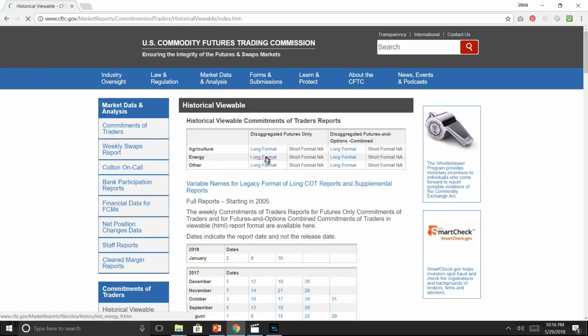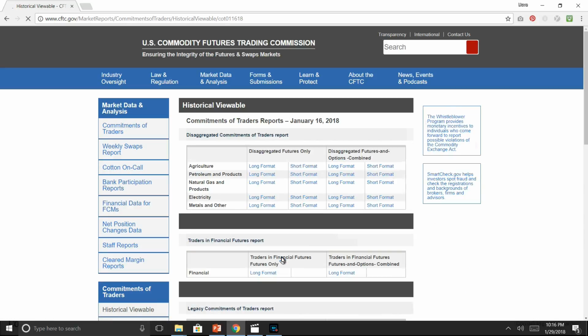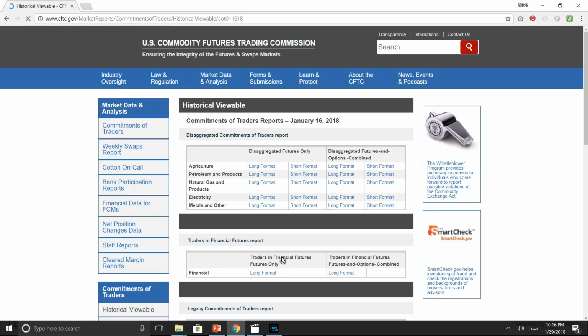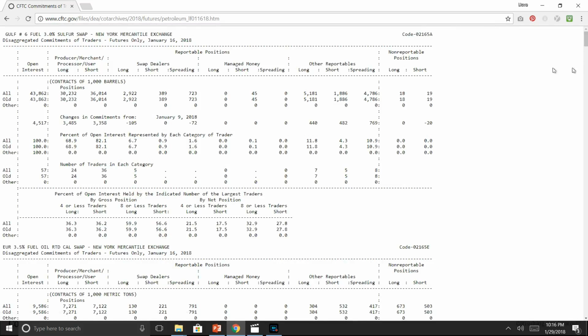So this data, the one week alone is not going to give you any insight on where things are going. However, if you look at the change from the week before and the week before, the longer history you have, the better idea you'll get of what the commercials are doing and what's going on in the industry. So I'm just gonna click on petroleum and products just to show you how the raw data is.